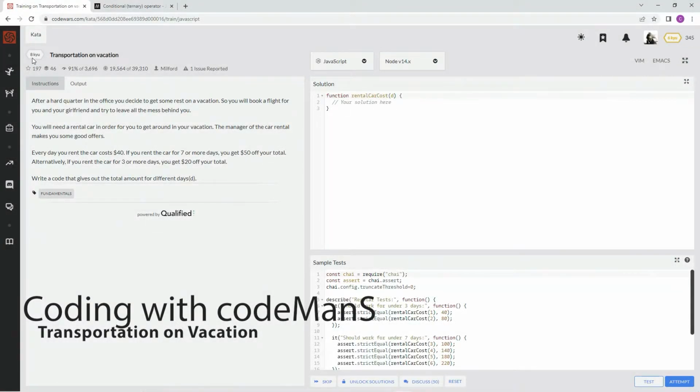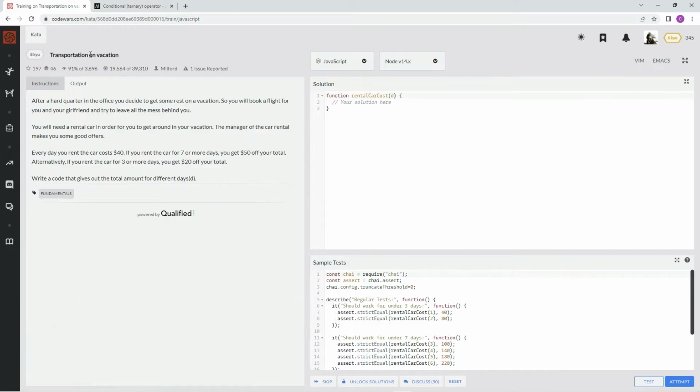All right, and here we're doing 8Q transportation on vacation. This is by Milford, and 91% of the people like it. After a hard quarter in the office, we decide to get some rest on a vacation, so we book a flight and try to leave all the mess behind us. We will need to rent a car in order to get around on vacation.